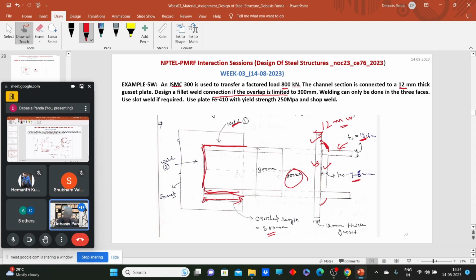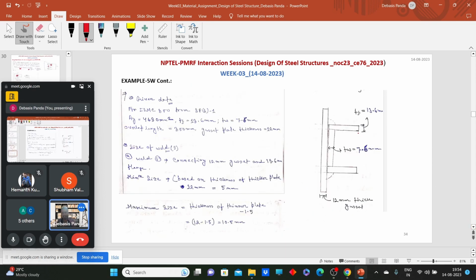So first, quickly, what should be the size of the weld. The specification of ISMC 300 we can easily find from SP6. Here it is given the thickness of the flange is 13.6 mm, the thickness of the web is 7.6 mm, all these things. First we need to find the size of weld one. Weld one is the connection between the 12 mm gusset and the 13.6 mm flange, right?